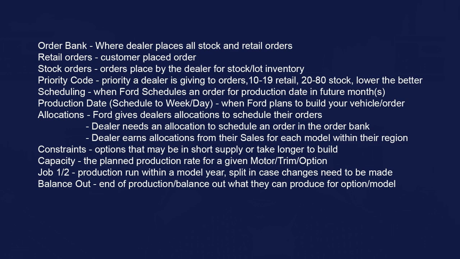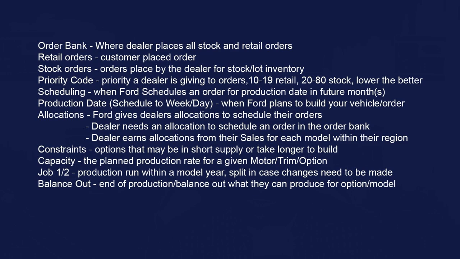Don't forget, what we're talking about when it comes to the scheduling information is that if you have an order in the order bank, which is what the top one is, that's where dealers place your stock and retail orders. A retail order is that customer placed order, whereas a stock order is one for dealer inventory. You place that order in there, it needs to get scheduled, and that's what we're talking about here: what models are scheduling for build dates in the future. Priority codes are given to each order that's put in there.